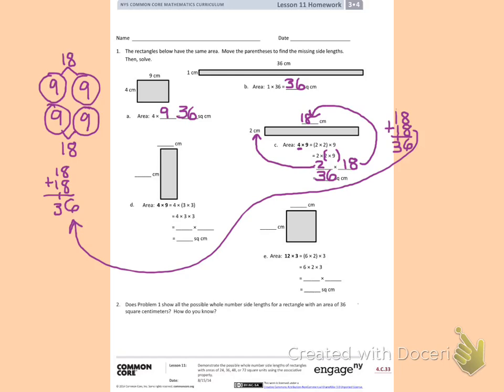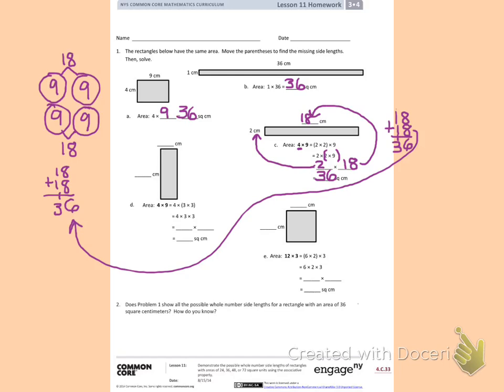Let's look at item D. Oh my goodness, they did not put any of the side lengths, but they did help us by beginning the equation for the area. Here you see 4 times 9 again. This time, though, they decomposed the 9. So they kept the 4, and then they multiplied 3 times 3 to get the 9. So 4 times 9 is the same as 4 times 3 times 3.